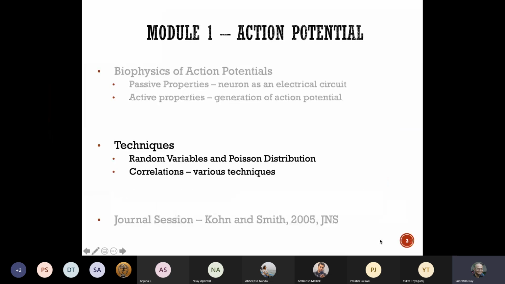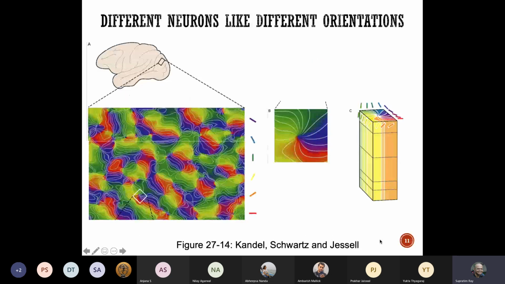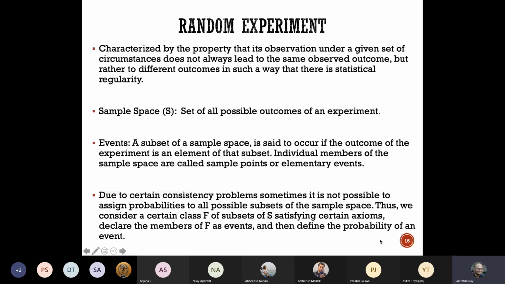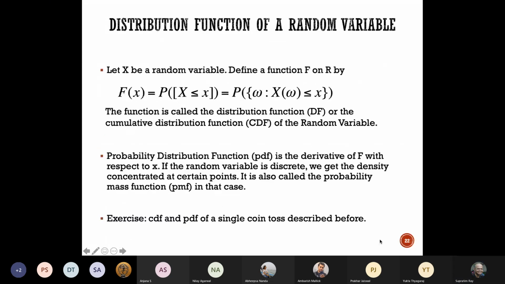So we are discussing some techniques regarding the analysis of action potentials, and we are now looking at correlations in particular. So quickly go through what we have done. We looked at random variables and the probability measure, sigma field, etc. That's used to define a random variable.